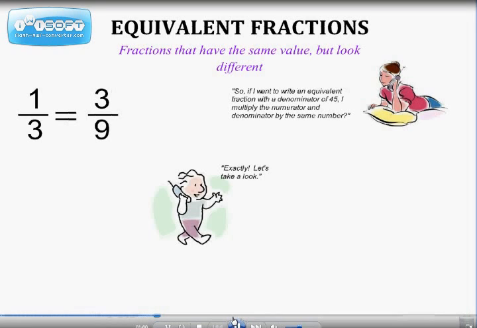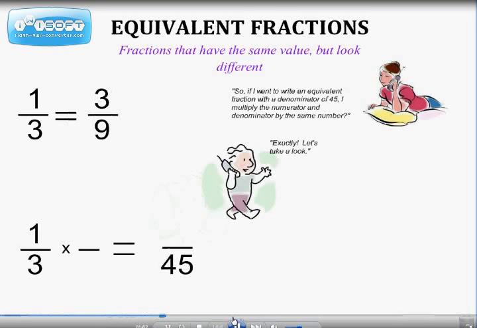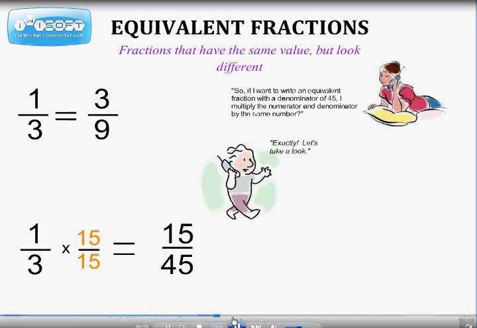Let's take a look. I have 1/3. I want to write an equivalent fraction with a denominator of 45. Well, how did I get that? I multiplied the denominator by 15. 3 times 15 is 45. So then I must multiply the numerator by 15, which is 1 times 15, which is 15. Therefore, what do I have? 1/3 is equivalent to 15/45.